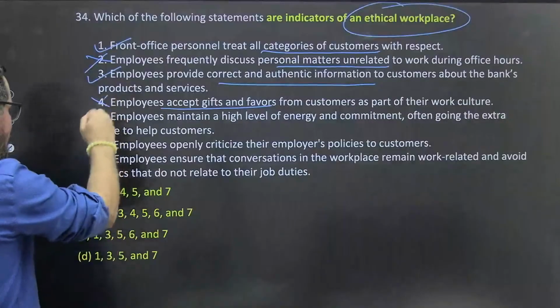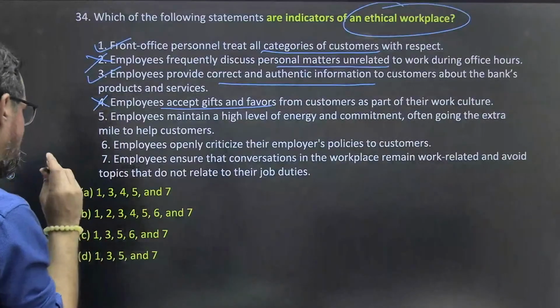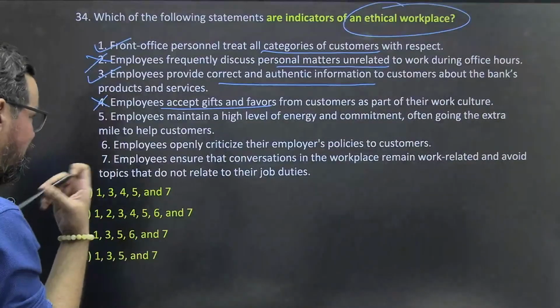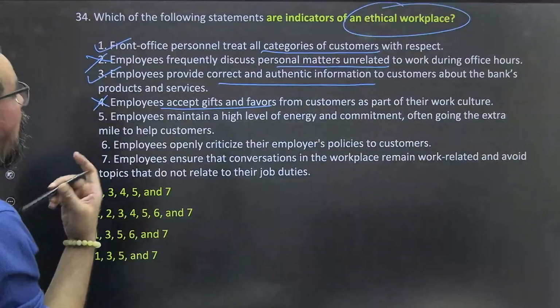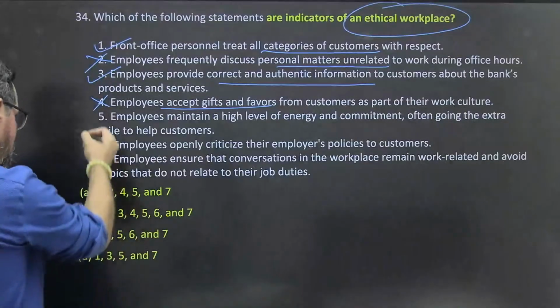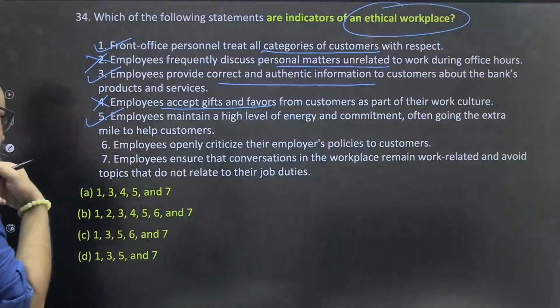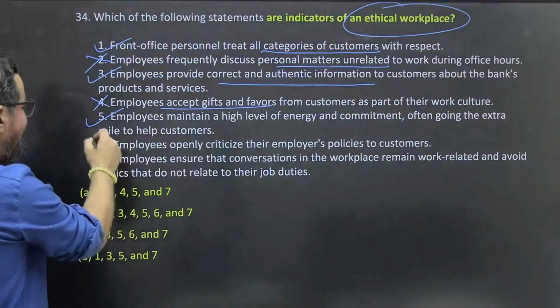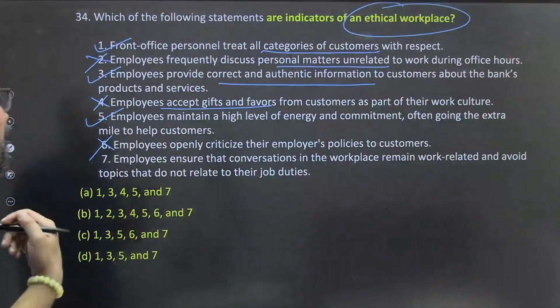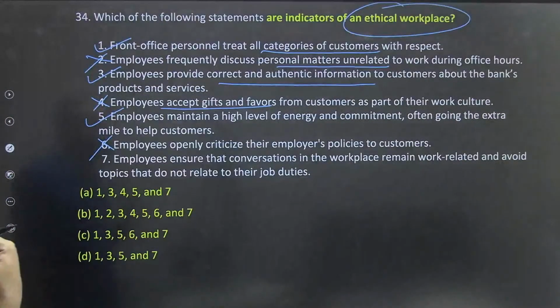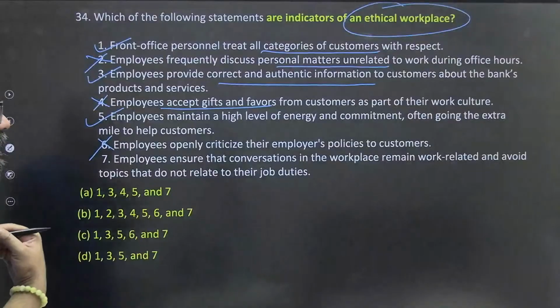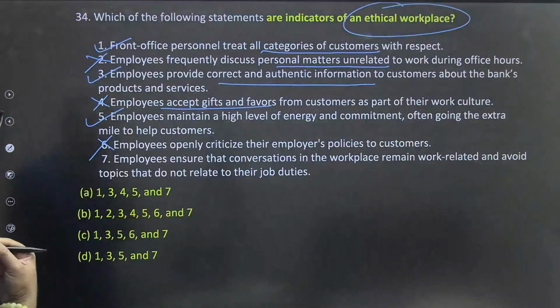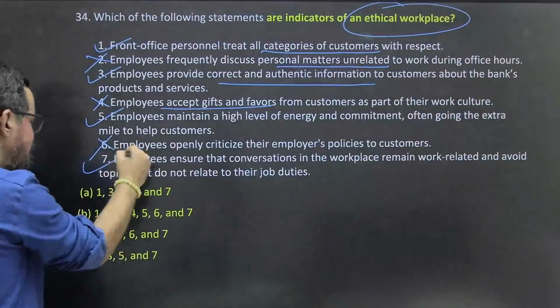Next one, employees maintain a high level of energy and commitment, often going the extra mile to help customers. Expected. Employees openly criticize their employers. No, this is wrong. Employees ensure that conversations in the workplace remain work related and avoid topics that are not related to work. Expected.